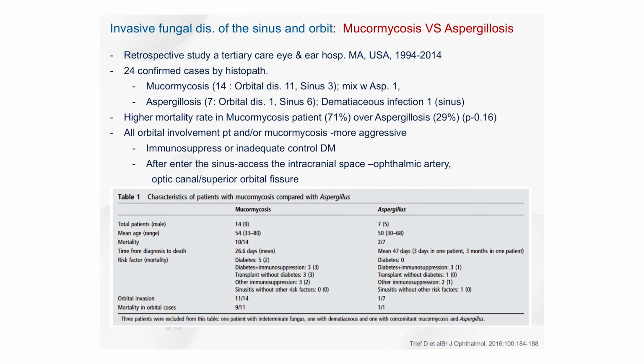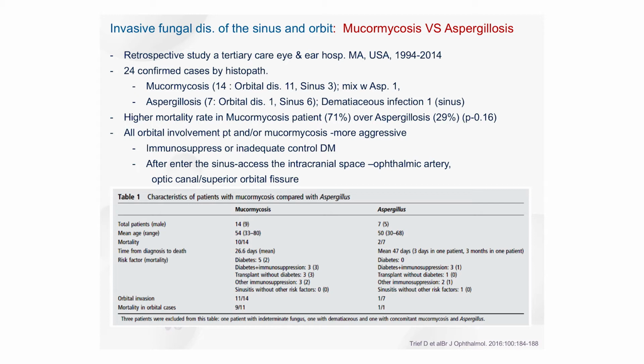Then may I share with you the sinusitis and orbital infection in the tertiary care eye and ear hospital in Massachusetts, USA, during 20 years. They found 24 cases confirmed by histopathology. Again, histopathology. So pathology is another target for us to initiate. Mucormycosis is 14 here in orbital infection, whereas aspergillosis is only 7. The mortality rate is really increasing, 9 from the 11. However, we have to be aware that this is a tertiary care eye and ear specialized hospital.